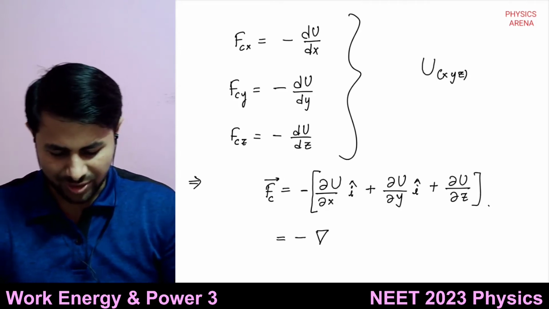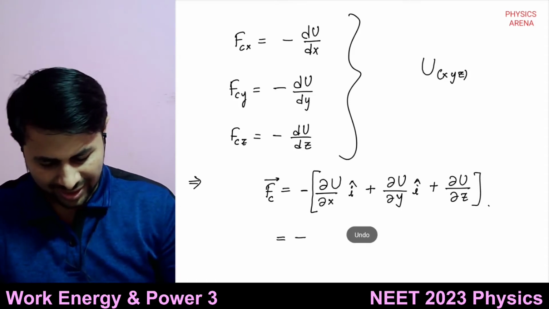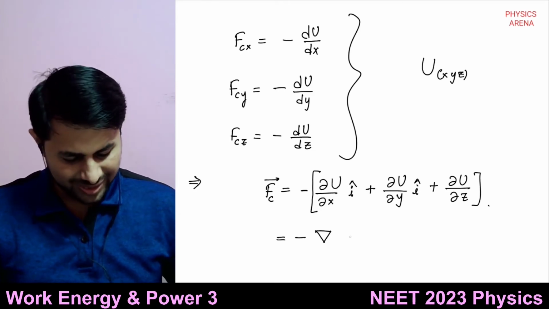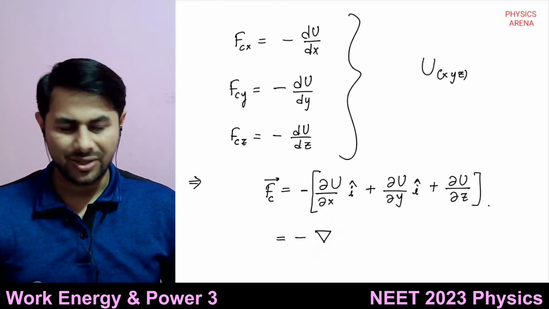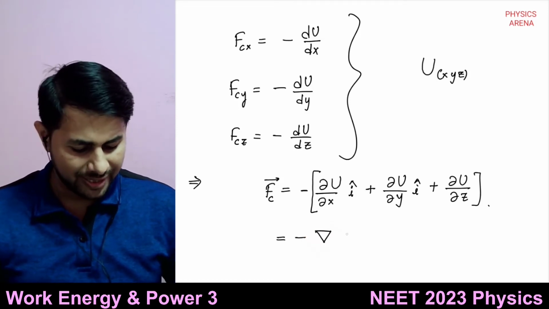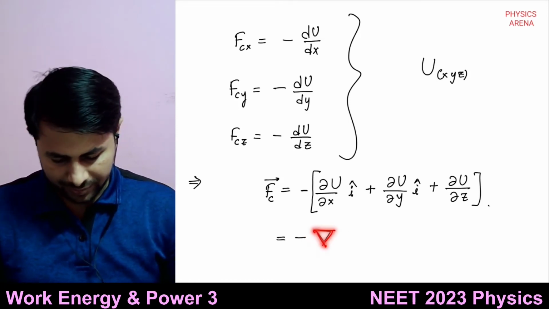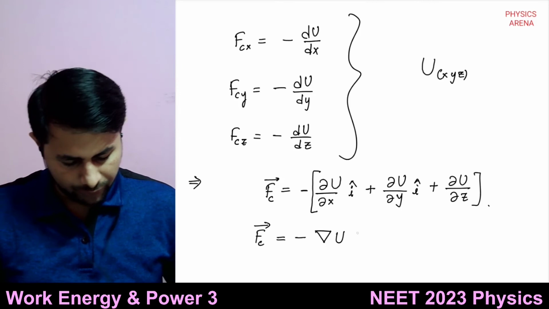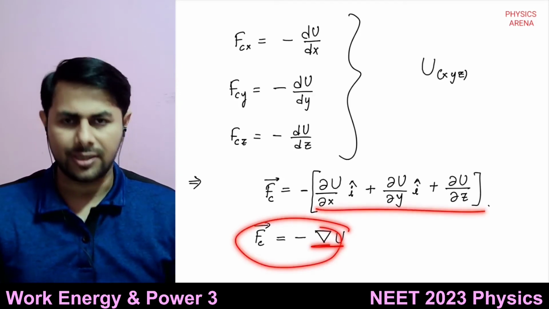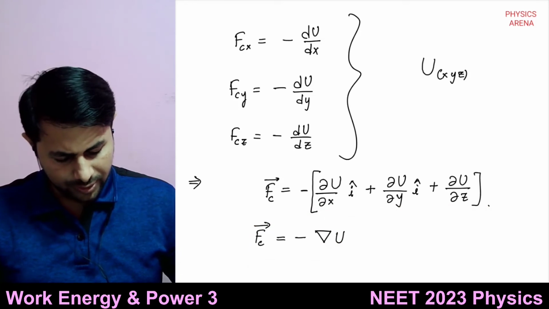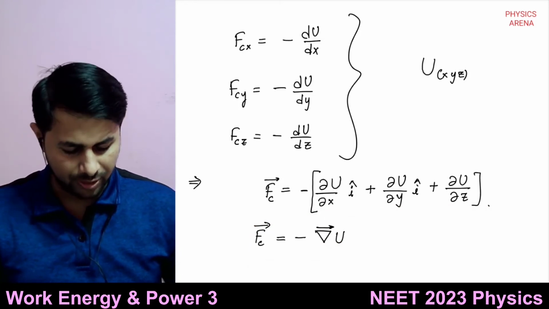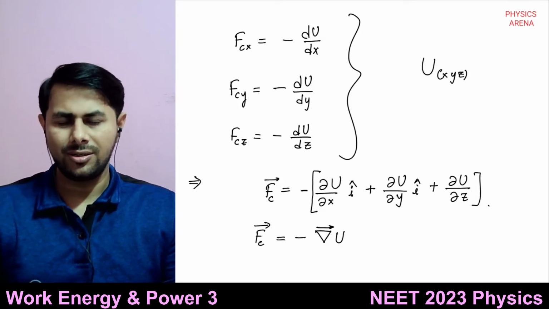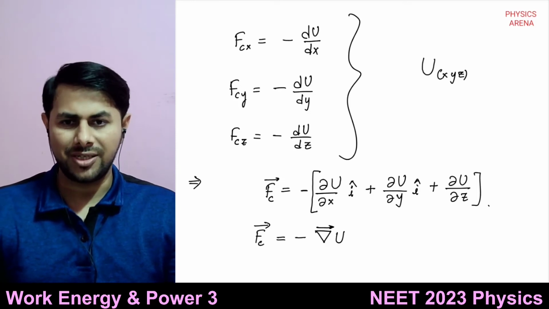Have you seen this symbol anywhere? This is known as the gradient operator or del operator. So it is written as minus of the del operator acting on U, in short. And what does this mean? This means this thing. You can put a bar on top of this operator. Is this clear, or is there any question? You can ask me if there is any question.